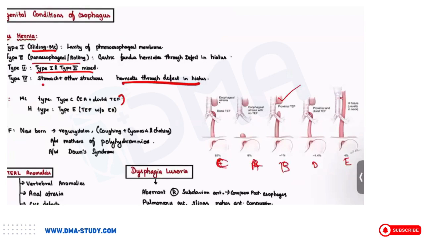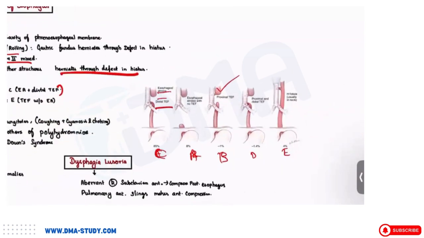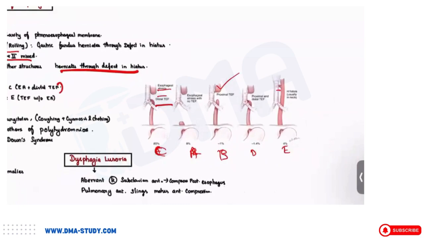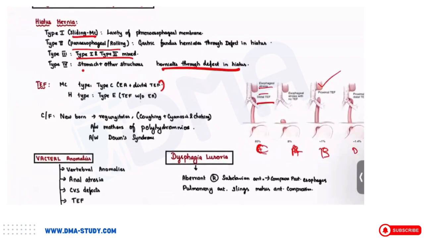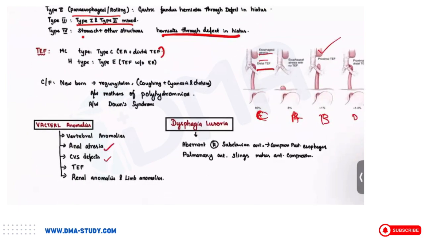Sorry. Esophageal atresia with the distal TEF is type C. H type fistula is type E. Regurgitation, coughing, cyanosis, choking, with polyhydramnios and Down syndrome, you may see tracheoesophageal fistula. Most common type is type C, H type is type E. Then VACTERL anomalies: vertebral anomalies, anal atresia, cardiovascular defects, TEF, and renal anomalies.